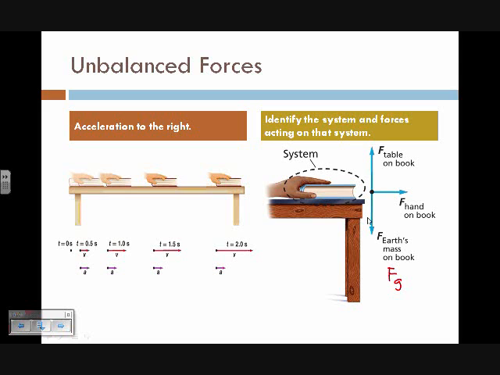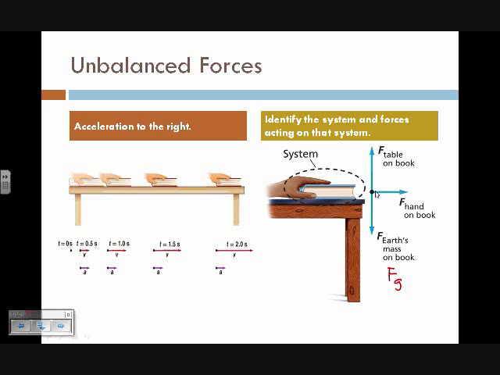There are unbalanced forces, however, on the x-axis pushing the book to the right. So here you have the force of your hand. You'll see the person pushing on it, and their velocity is increasing, so we know we have an acceleration. And that acceleration means that we have a force here that's moving the book forward.